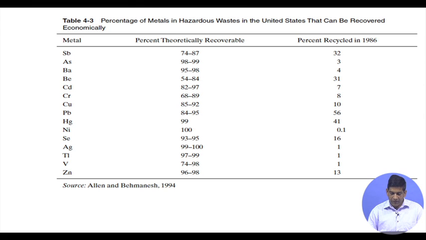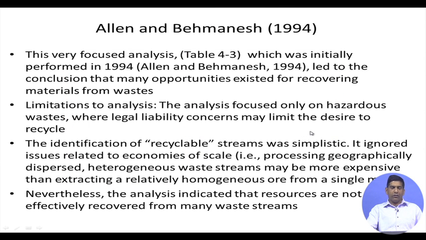Many of them, silver for example, or vanadium, or even zinc, have very low recycling. Cadmium, chromium, and copper are a little bit better, but it could go much better. Lead was nearly 56% recycled, and mercury was 41% recycled. But these are mostly related to hazardous waste, and there are other types of materials out there. As I said, this was a very focused analysis. This was one paper with a certain objective, but it found that many opportunities existed for recovery of materials from waste, which even exist today.